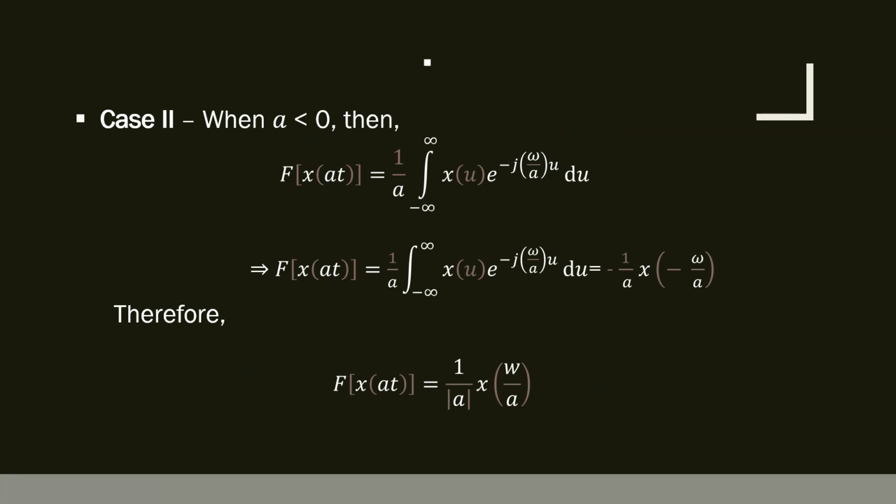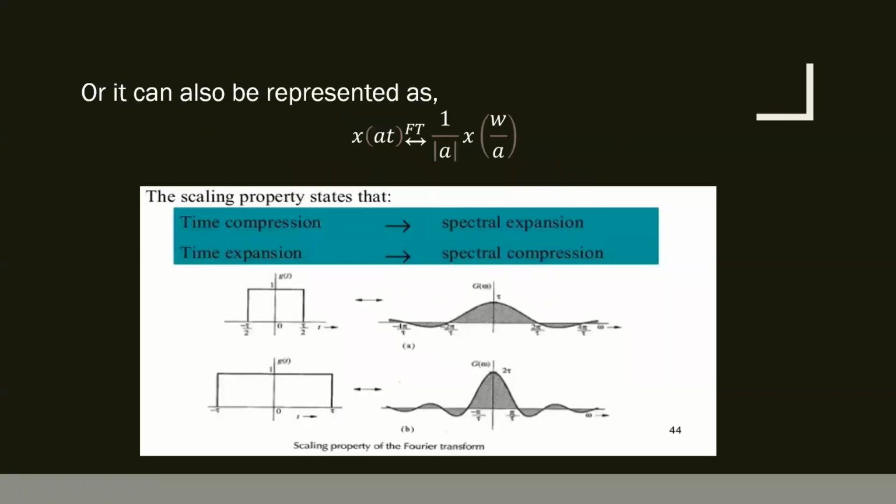This can be generalized to the form F of x of alpha t equals 1 by mod alpha into X of omega by alpha, or can be represented as x of alpha t has its continuous Fourier transform function as 1 by mod alpha into X of omega by alpha.